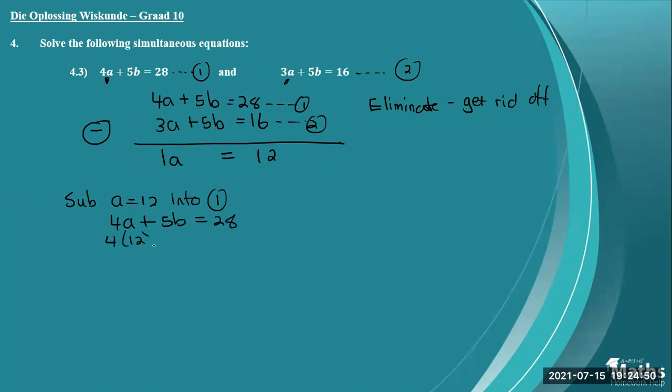So if A is 12, this will be 48. And then you're going to say 28 minus 48, which is negative 20. Mostly when I see my pupils make a mistake with something, it's normally with the signs. So be extra careful with your signs. So B is going to be equal to negative 4.